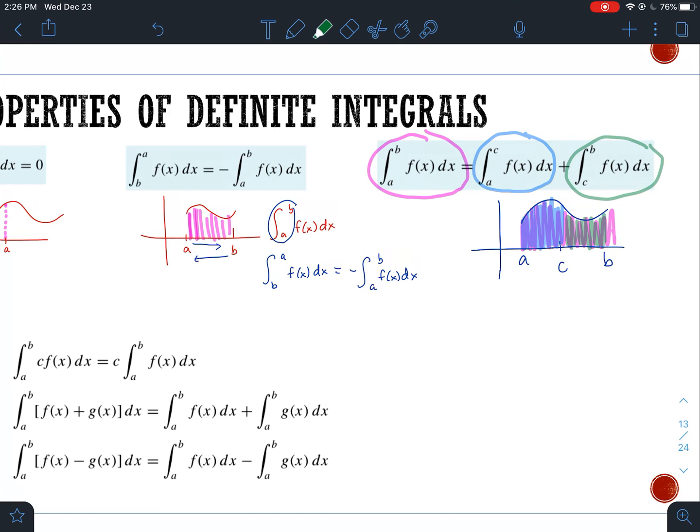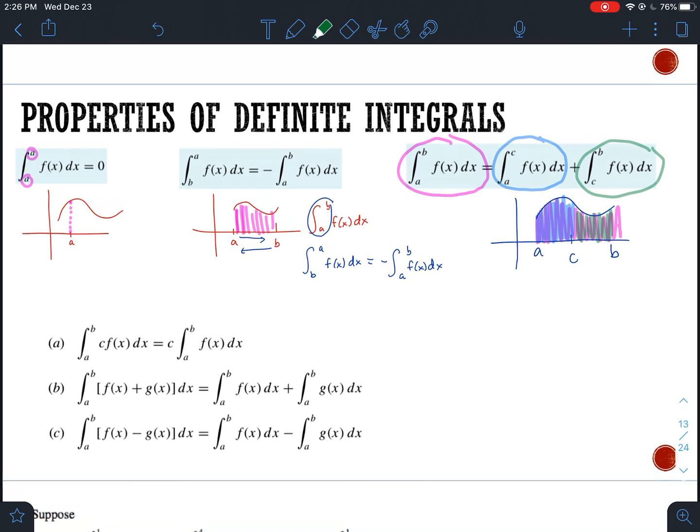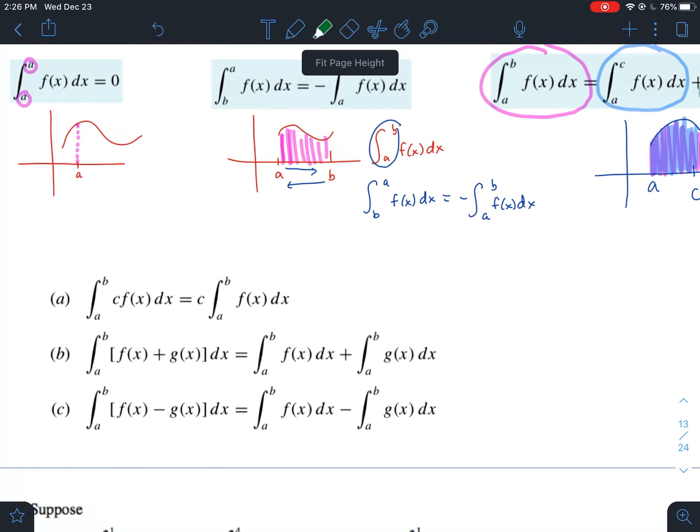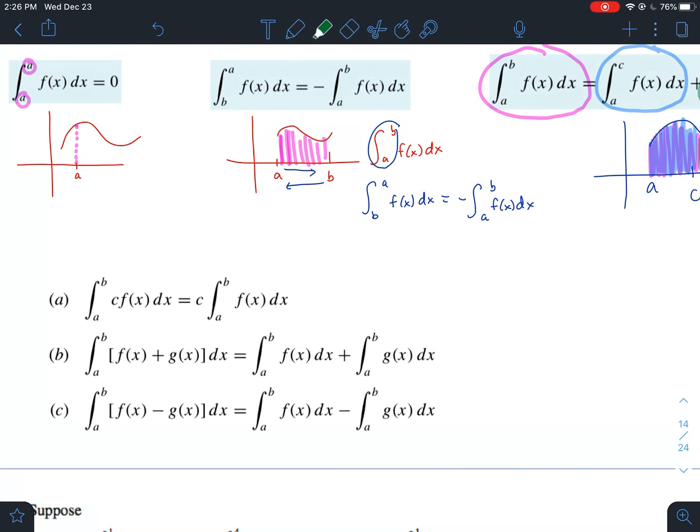We could take the integral from A to C, and that would be that first piece. And then we could take the integral from C to B, which would be that second piece. And if we added them together, you would get the whole area from A to B. So you can separate integrals into separate integrals if you want to by breaking them up with a point in the middle. So some other properties are down below.